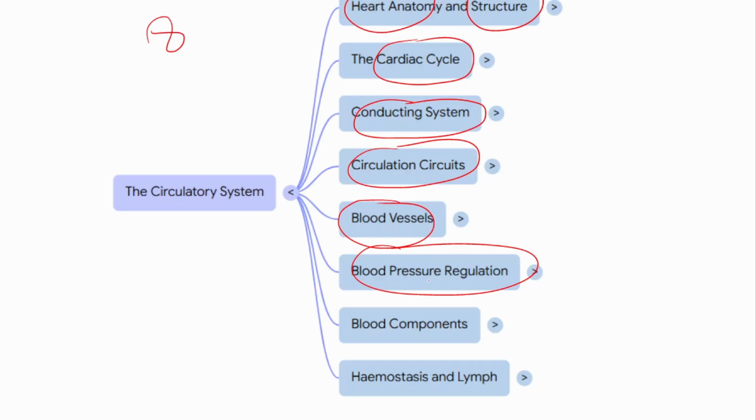Next, we dive deep into the fluid itself by evaluating the blood components, distinguishing the cellular elements from the lipid plasma. Finally, we wrap up the lecture by investigating homeostasis and lymph, covering the vital cascades that prevent blood loss alongside the lymphatic network that maintains tissue fluid balance. Let's dive in. It's gonna be a long, complete lecture. After watching this, you don't need to look for anything else anywhere for the topic of the circulatory system.